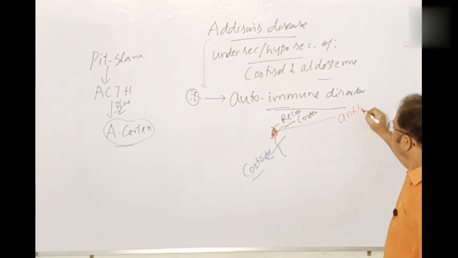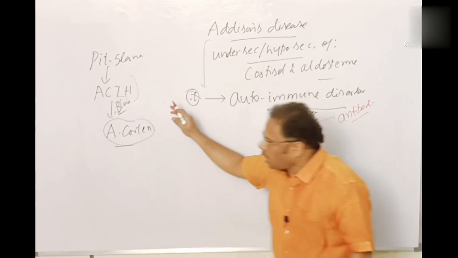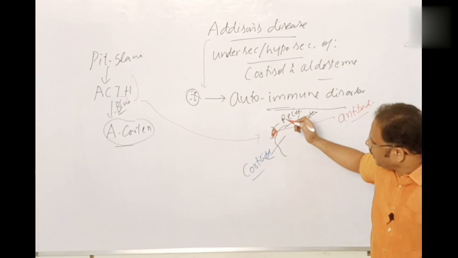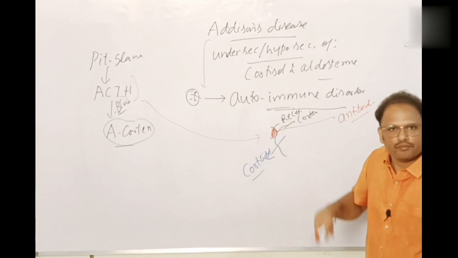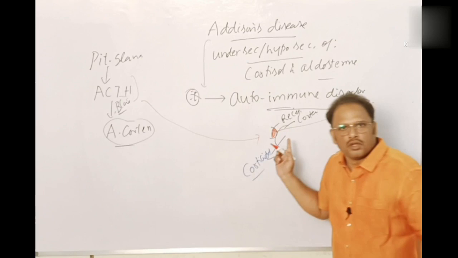Antibodies bind with the receptor here. But the ACTH is released normally and comes through the blood. It has to get bound, but where? Kursi khali nahi hai na. Actually, it is already occupied by which one? Antibodies. So where should this ACTH bind? That's why the ACTH is not binding with the receptor.